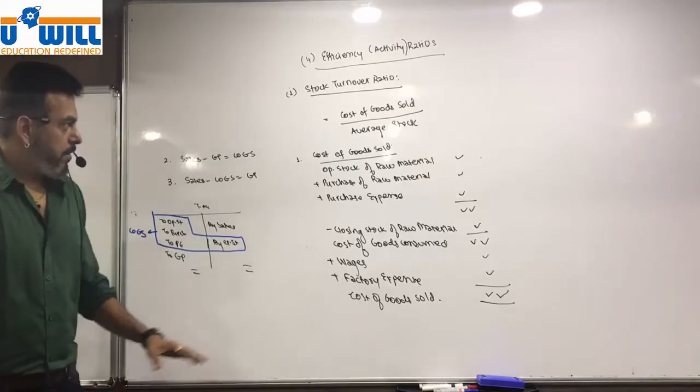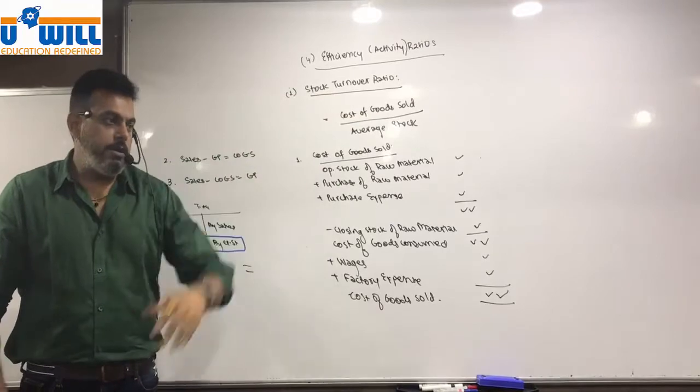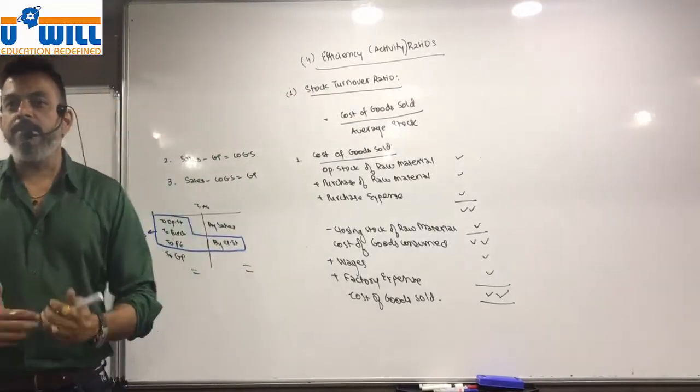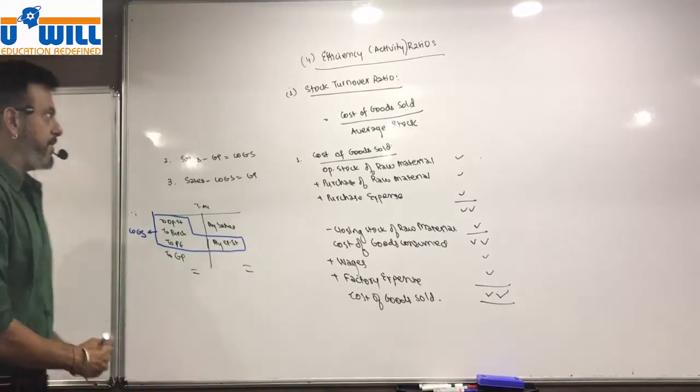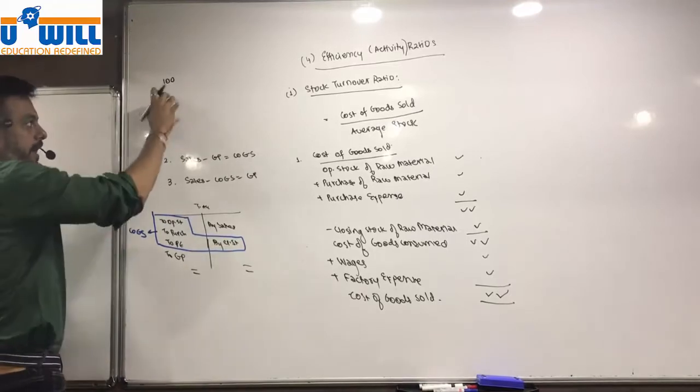See, now this ratio, what is this? It is known as stock turnover ratio. Now I go back to the basics of accounts. Started business by bringing cash. Say for example, 100 cash lab. Example, 100 cash lab.